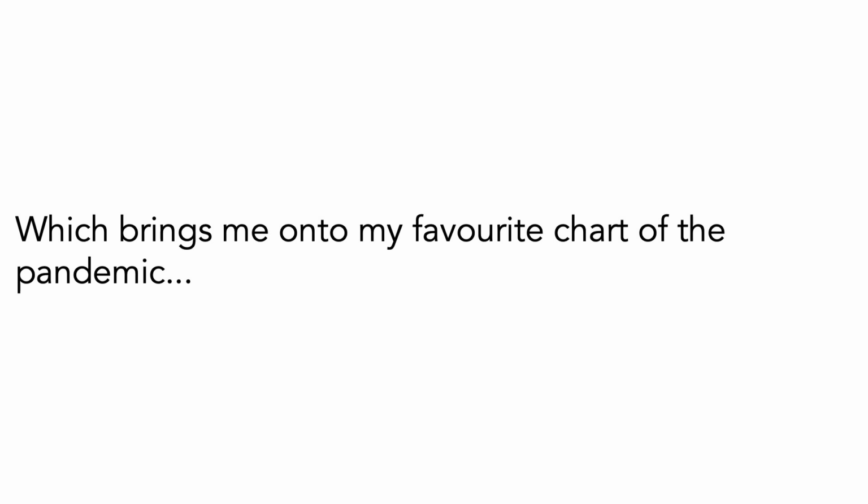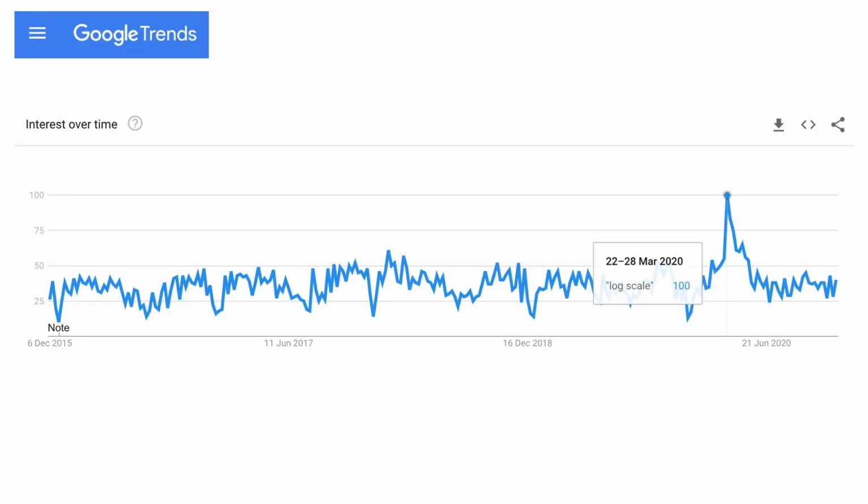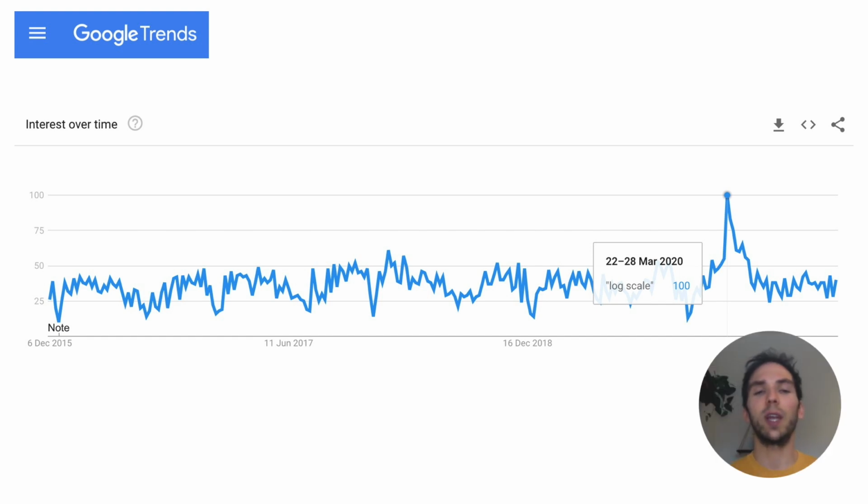All of this about log scales and people perhaps initially not understanding them but gradually getting their heads around them brings me on to what, in a huge sea of contenders, is actually my favourite chart of the pandemic, and that is this. What you're looking at here is data from Google Trends, which for the unfamiliar is measuring how much search interest on Google there is for topics over time. And what we see here is the number of people worldwide searching for log scale on Google.